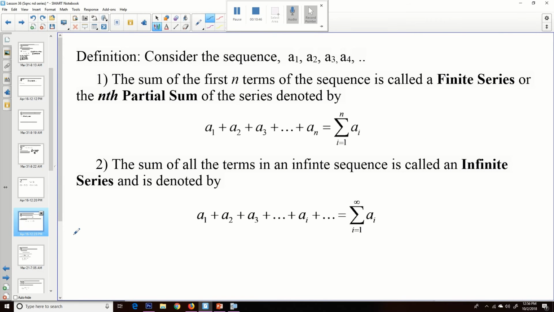Definition: consider the sequence a sub 1, a sub 2, a sub 3, a sub 4. The sum of the first n terms of the sequence is called a finite series, or the nth partial sum, and it's denoted by that summation notation. And the sum of all the terms of an infinite sequence is called an infinite series, which would be denoted by this, where the upper limit is the infinity symbol.